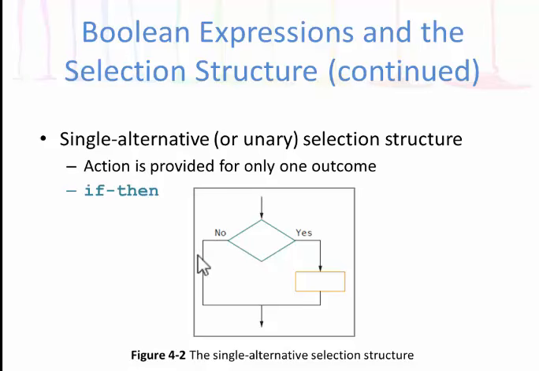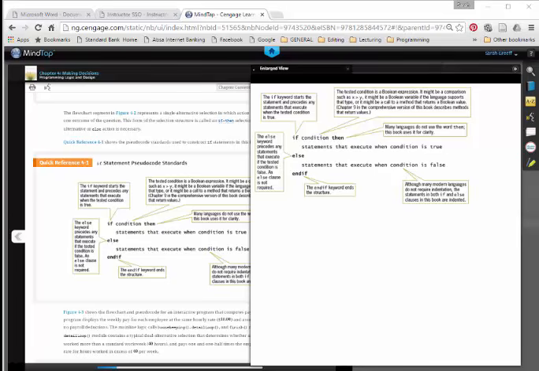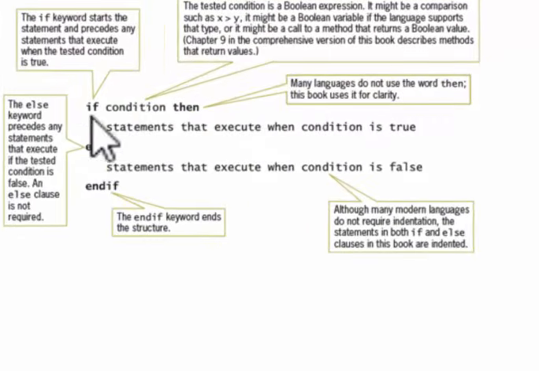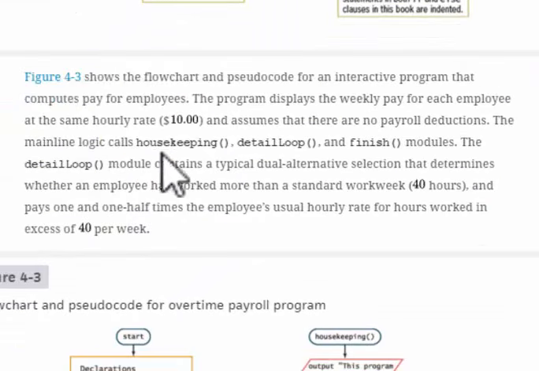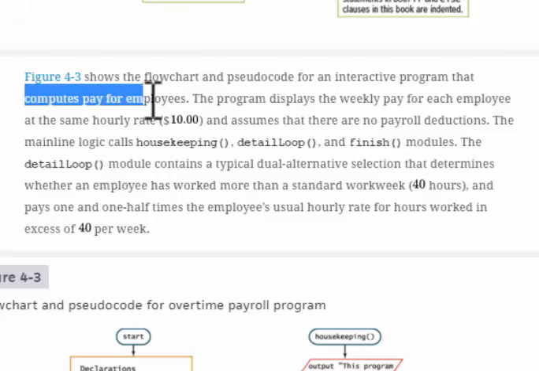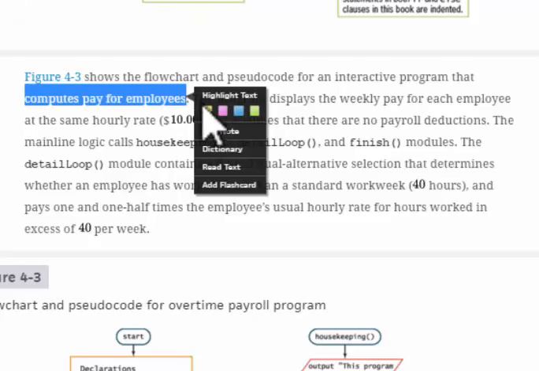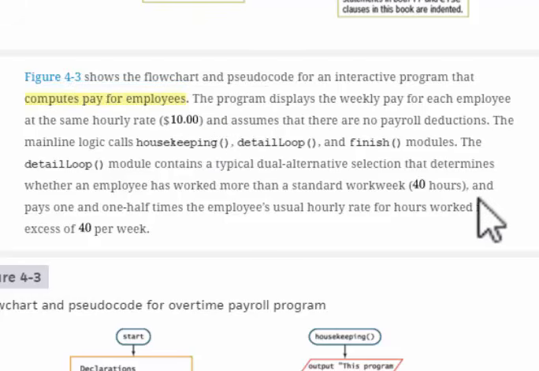In your textbook, you are given quick reference 4.0, if statement pseudocode standard. The main thing I want to point out is that the then, many languages do not use the word then. This book uses it for clarity. Okay. All right, we're going to run through figure 4.3. It's an interactive program that computes the payroll for employees. Now, the program displays the weekly pay for each employee at the same hourly rate of $10 and assumes that there is no payroll deduction.